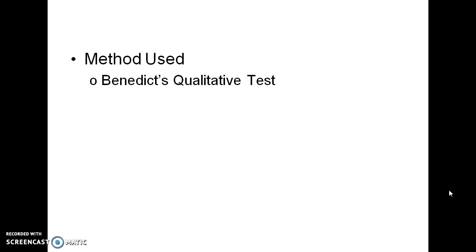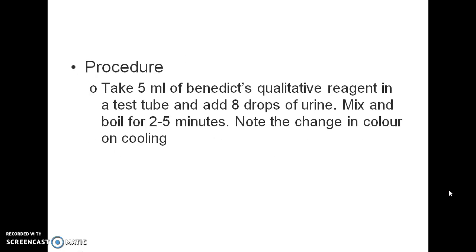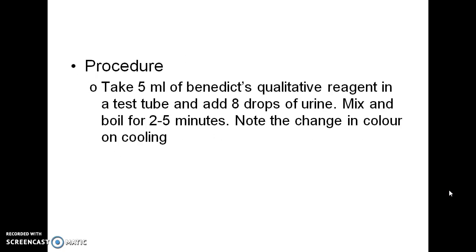The method used is Benedict's qualitative test. The principle of this method is that glucose present in urine reduces cupric ions present in the reagent to cuprous ions in hot alkaline medium. For the procedure, take 5 ml of Benedict's qualitative reagent in a test tube and add 8 drops of urine. Mix and boil for 2 to 5 minutes. Note the change in color on cooling.